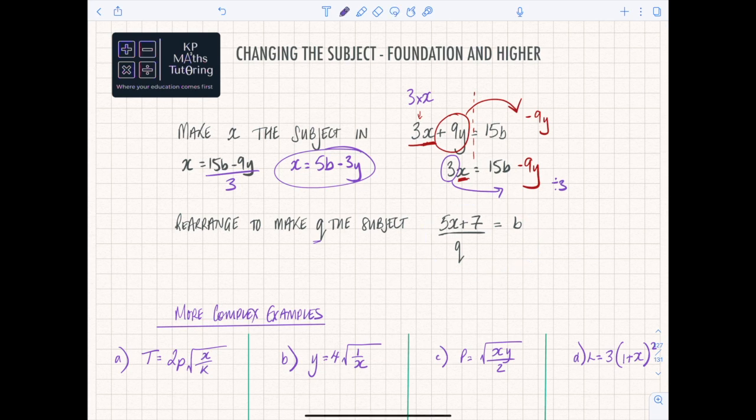Okay, so q is what I'm trying to get on its own. Now, when you've got a fraction involved on this left-hand side like this, what you need to do is remove the denominator of the fraction first of all. And the way to do that is I'm going to circle it and take it over.